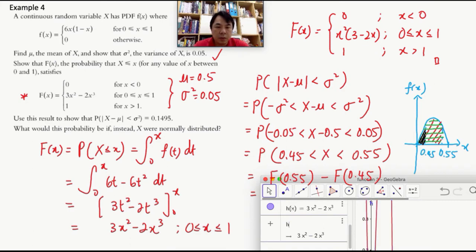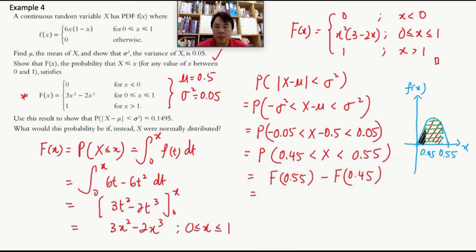So it should be 0.55. Subtract off with 0.45. And then there you have it. You can see that. Of course, you can leave it as 3 significant figures, but here, just for demonstration, I'll leave it as 2 decimal places. Now you can see that the answer is 0.15. So 0.15 approximately.